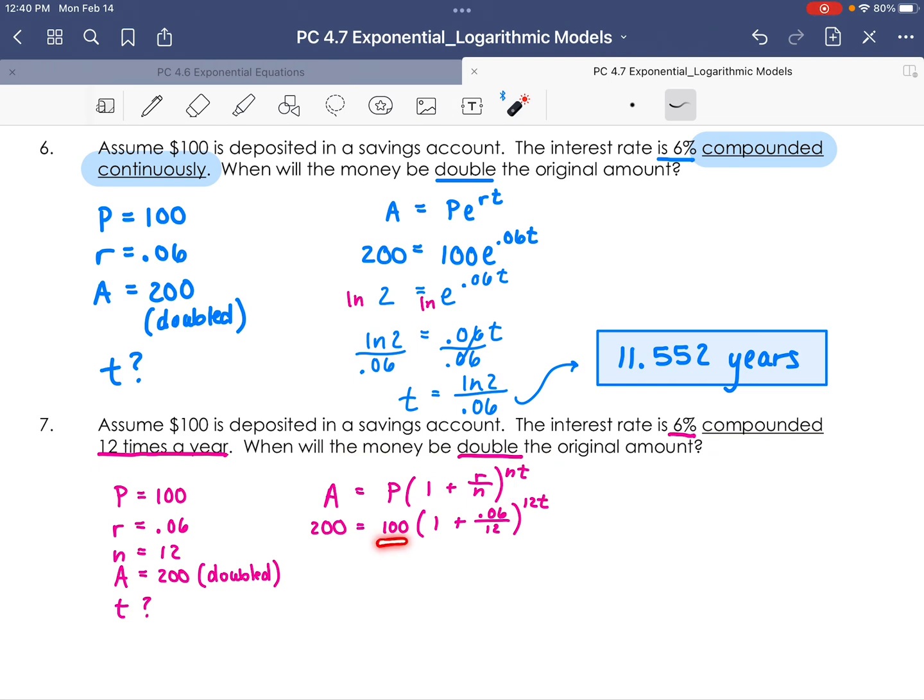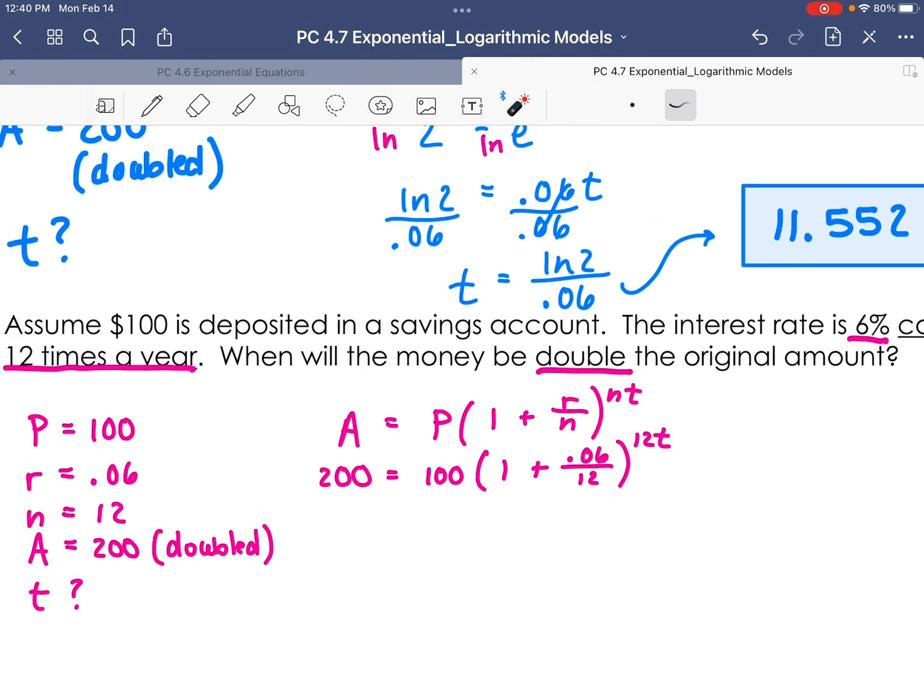So once again, P is 100. My amount that I want is 200, doubled that. And we plug in all of the information here. The r is the 0.06, 12 times a year, and then 12 times t. Once again, I'm solving for t. Since t is the exponent, we solve the exponential equation by dividing out by the 100 first. Very important that you remember that step. That seems to be a typical error in solving for these.